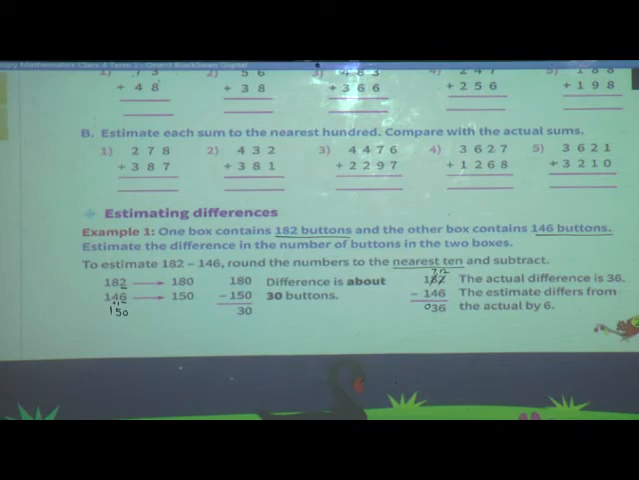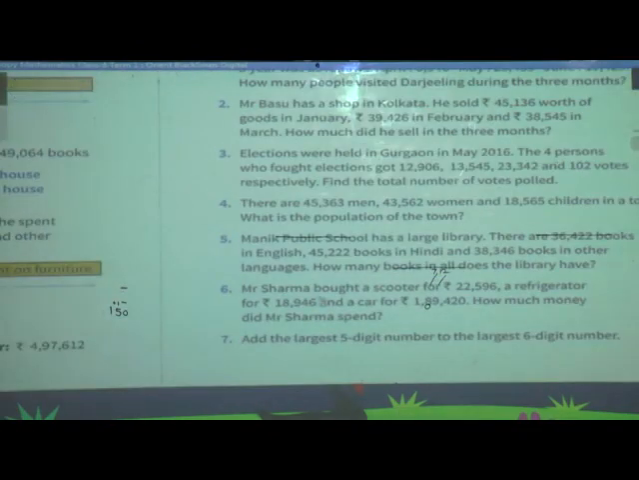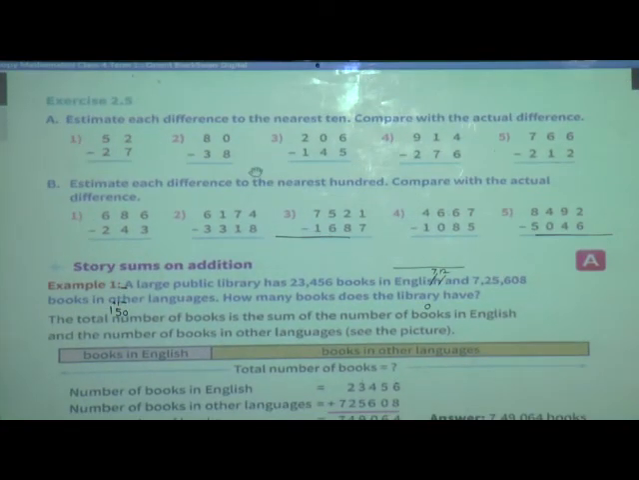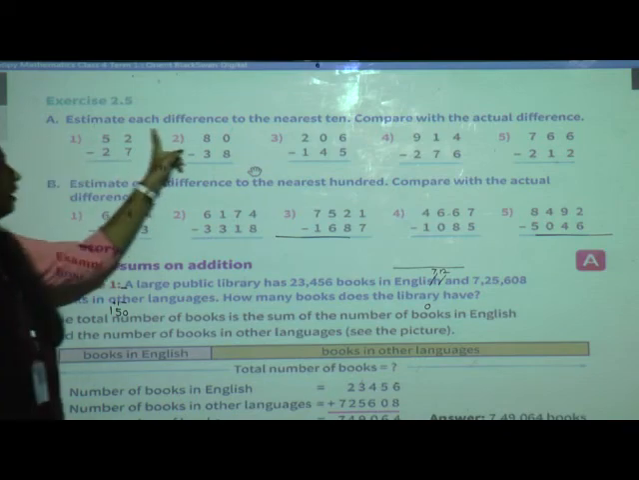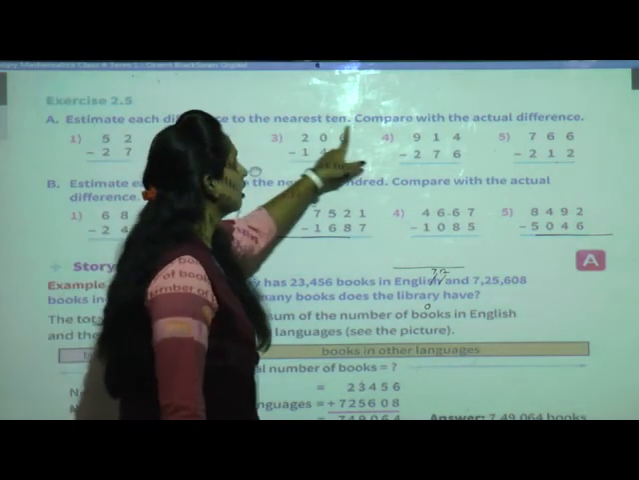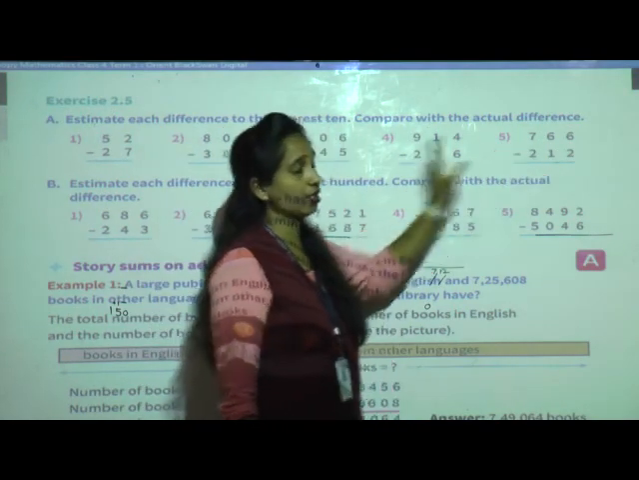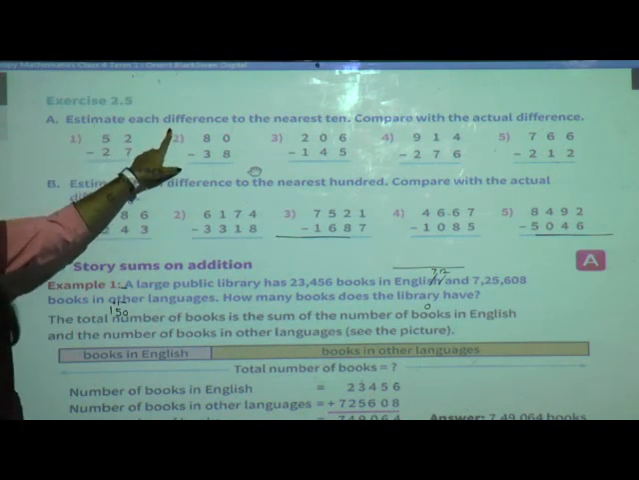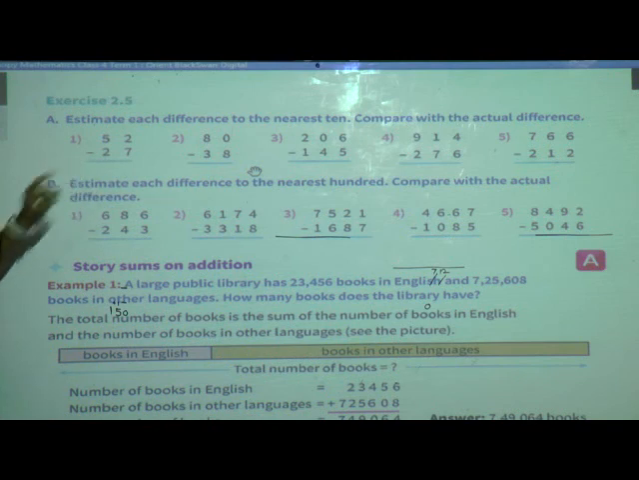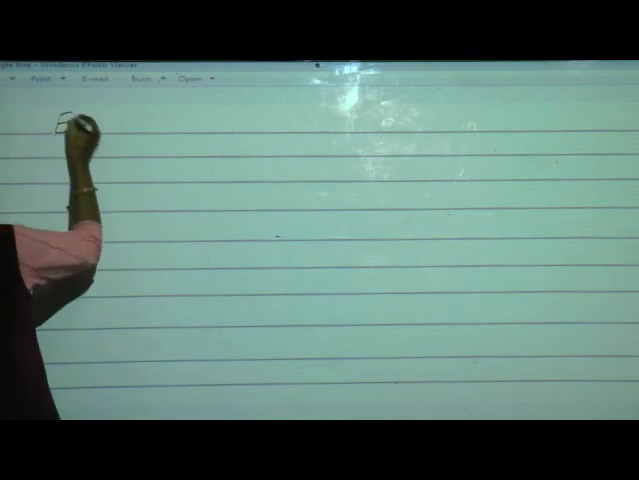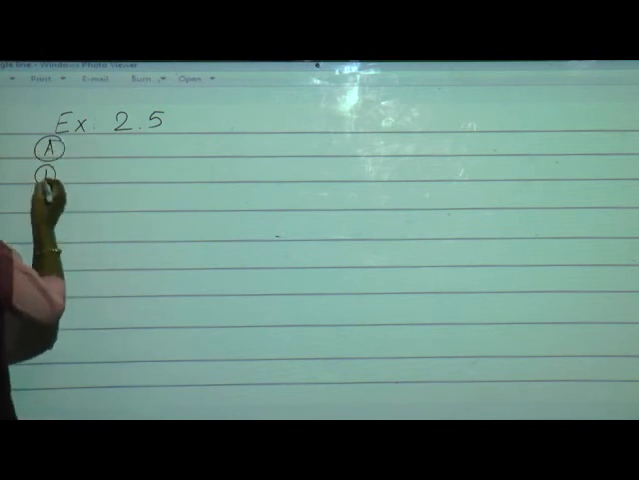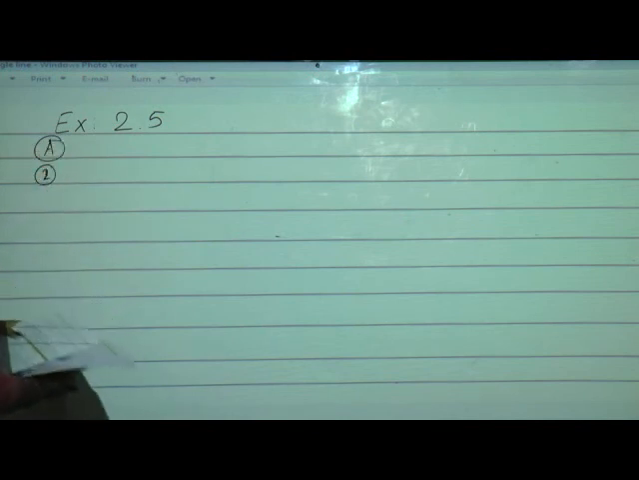Now we will start solving our exercise 2.5. What is the A question in 2.5? Estimate each difference to the nearest 10. Compare with the actual difference. Same, only what is the difference? Here we have to find the difference. Difference means we have to do the subtraction. Okay? Now we will do exercise 2.5 A question. In that, I will take the second one. What is the second one?